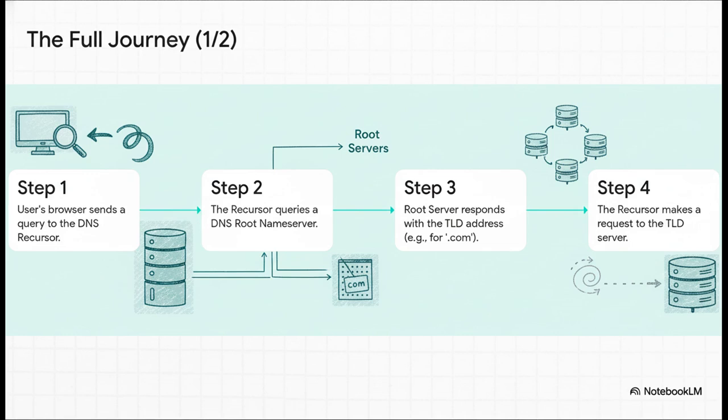Okay, let's put all the pieces together and actually trace that full path. So it starts with you. Your browser sends a query to the DNS Recursor, our librarian. The recursor, since it doesn't know the answer yet, goes all the way to the top and asks a DNS root name server. The root server points it in the right direction, saying, go talk to the .com TLD server. So following that lead, the recursor then makes a request to that TLD server.